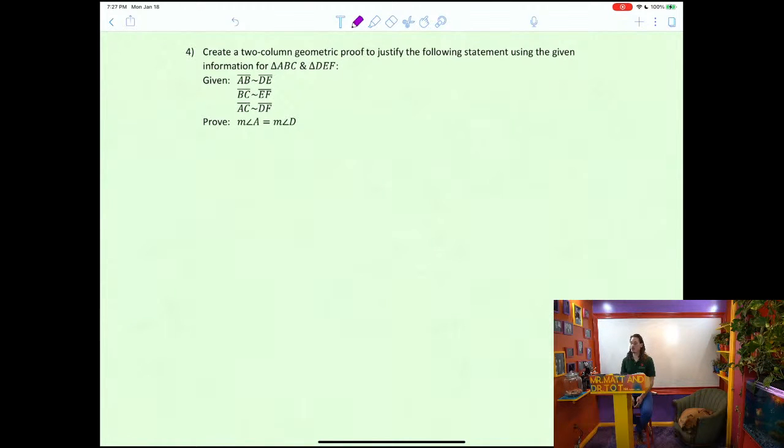So please create a 2-column geometric proof to justify the following statement using the given information for triangle ABC and triangle DEF. We have given line segment AB is proportionate to line segment DE. Line segment BC is proportionate to line segment EF, and line segment AC is proportionate to line segment DF. I'd like you to prove that the measure of angle A is equal to the measure of angle D. I'll give you 4 minutes, and after 1 minute I'll start to solve.